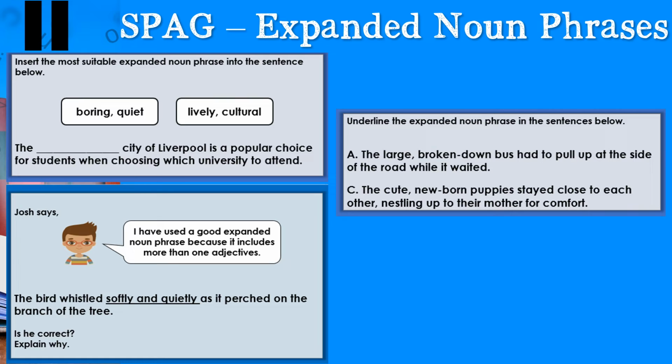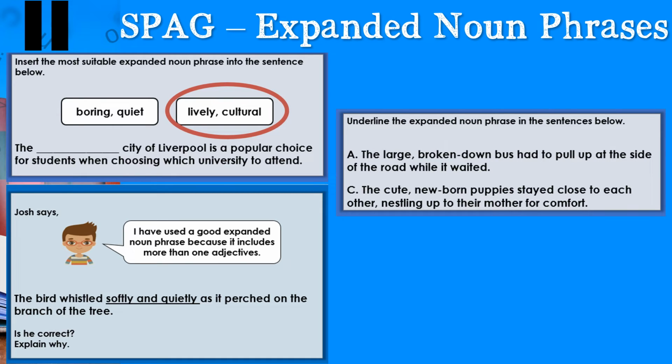Okay, I'm going to go through the answers now. So the first one we have to think which is the most suitable expanded noun phrase to put into this sentence to complete it. So the something city of Liverpool is a popular choice for students when choosing which university to attend. So if you are a student and you're leaving high school and sixth form or college or whatever, and you're going to university, are you going to want a boring place to go? Is that a word that you would like to describe? Or cultural or lively? Have a think. It's going to be cultural and lively.